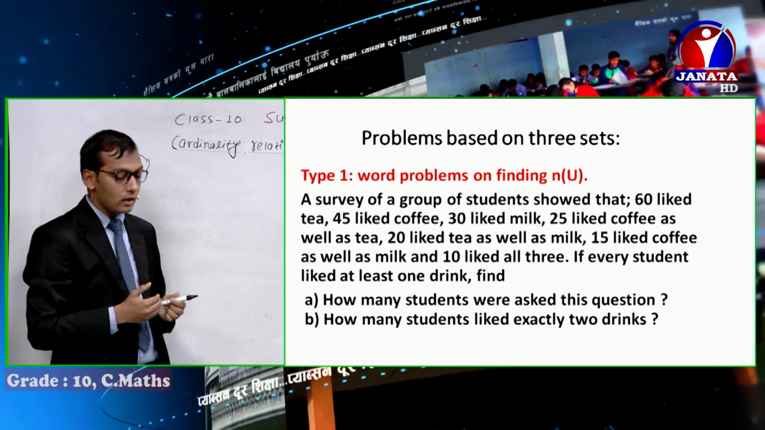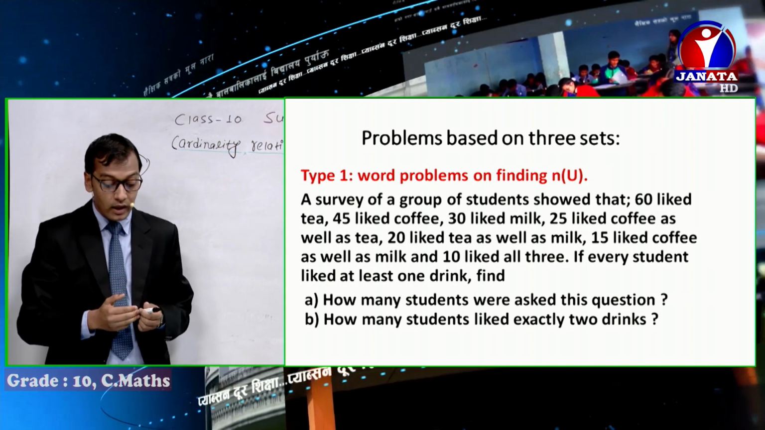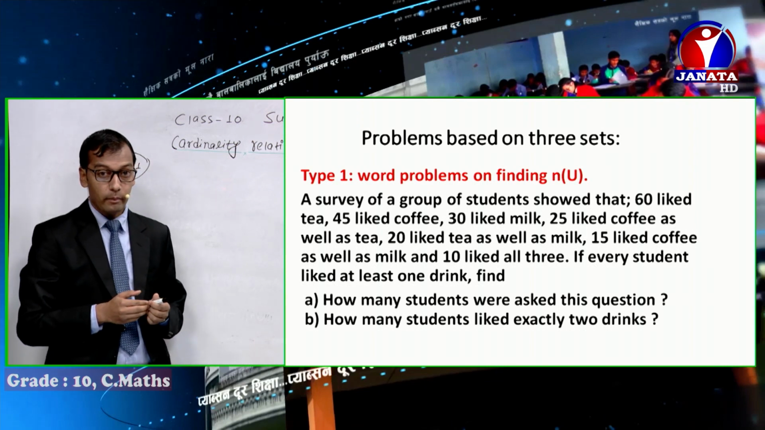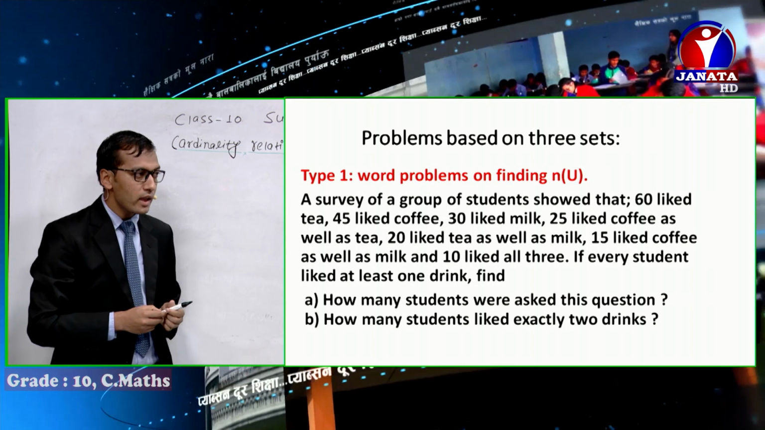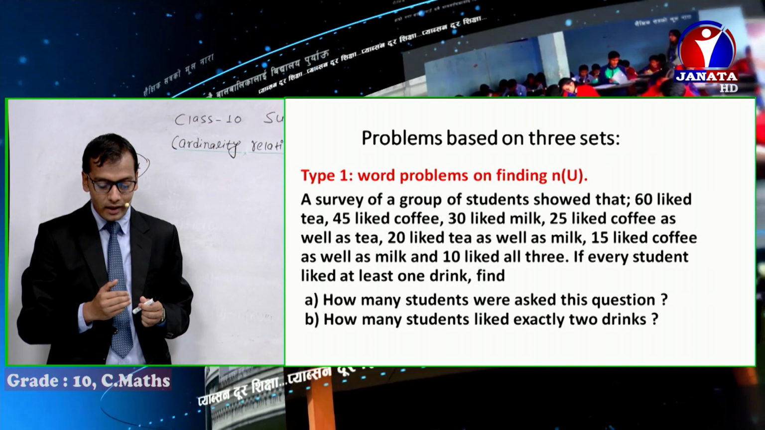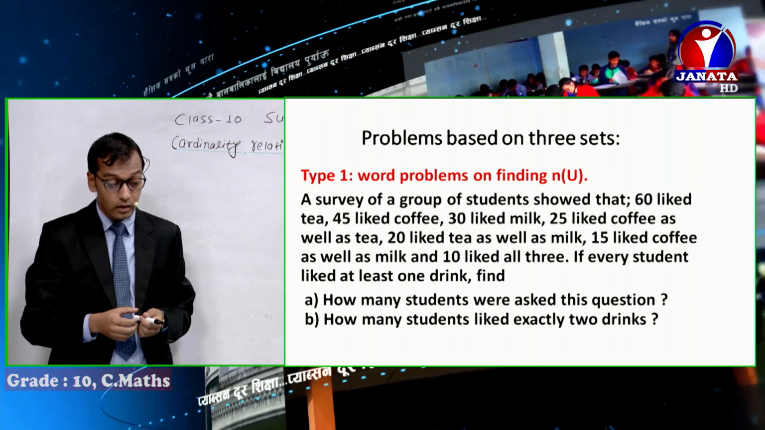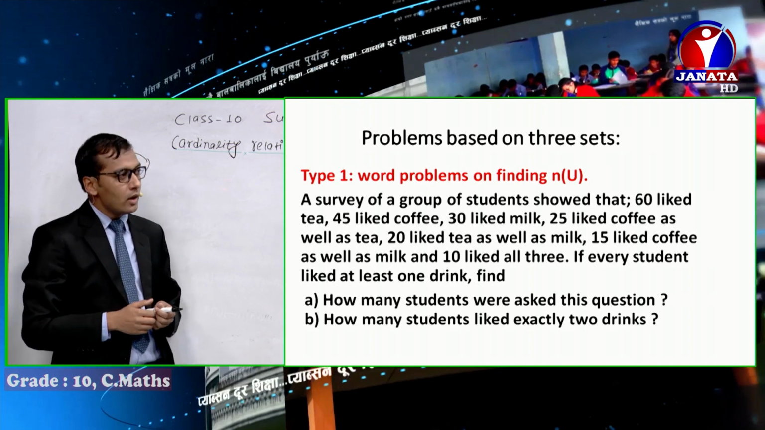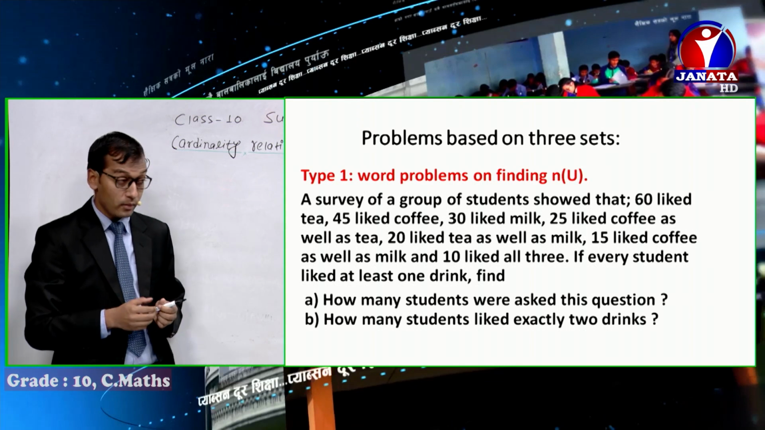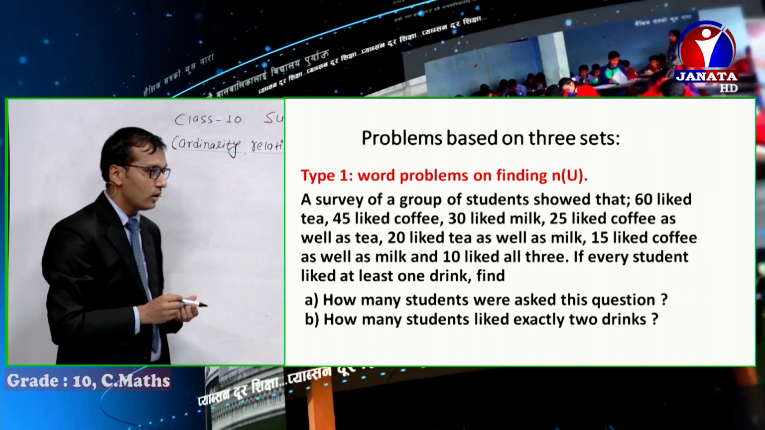If every student liked at least one drink, there are two questions asked. How many students were asked this question? Means what is the total number of students participated in the survey? Second is how many students liked exactly 2 drinks. So this is a key point, exactly 2 drinks. We will discuss this. So first of all, the question talks about 3 different drinks which are mentioned in the question: tea, coffee and milk.